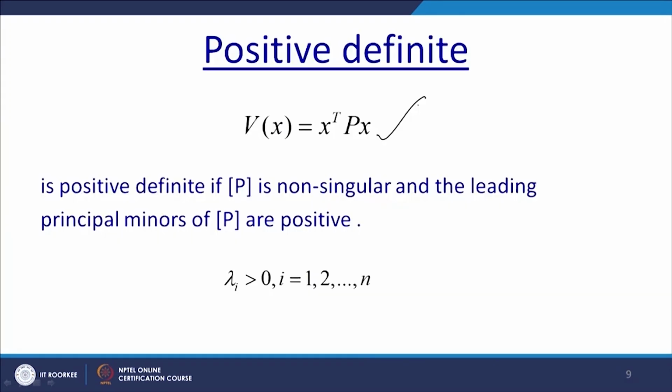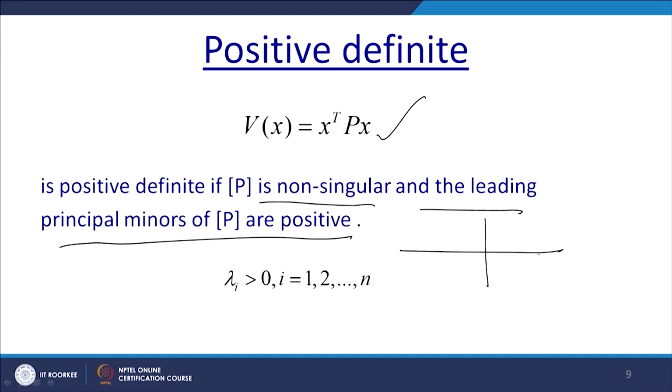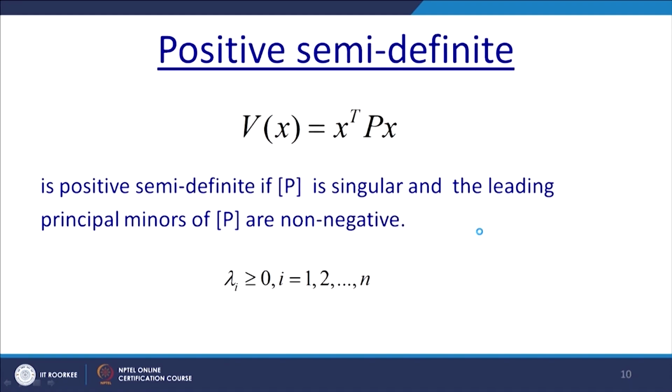So, here V of x equals x transpose Px is positive definite if P is non-singular and the leading principal minors of P are positive. In other words, it can be said that all the eigenvalues of P are lying on the right side of this plane, this side, then it is called a positive definite matrix. Now, there is another term, positive semi-definite, for the same function.